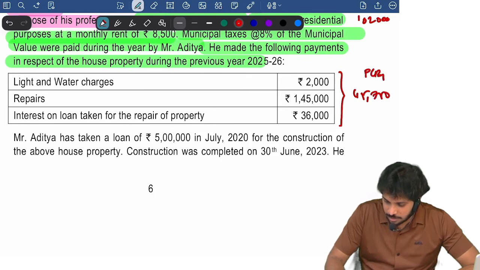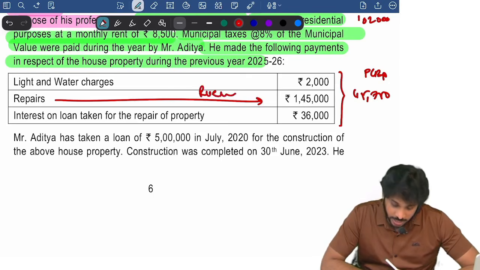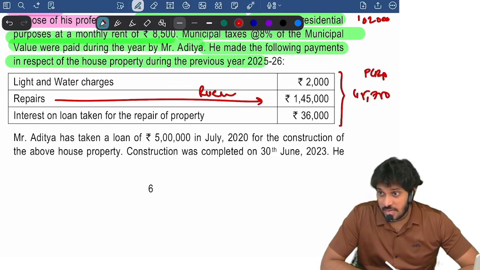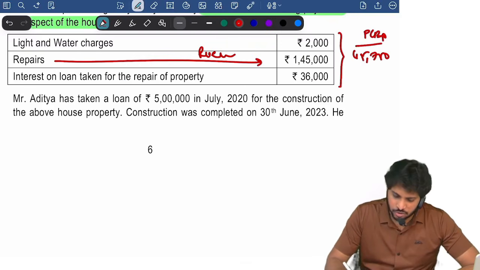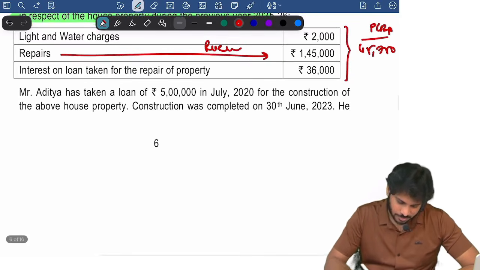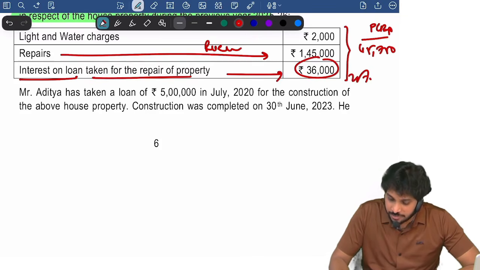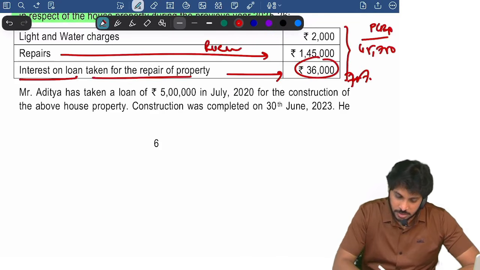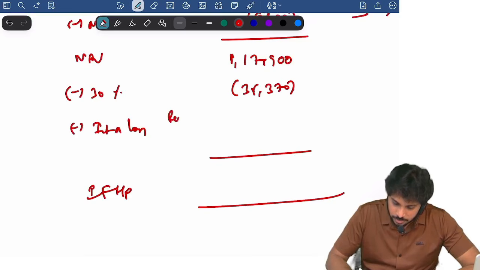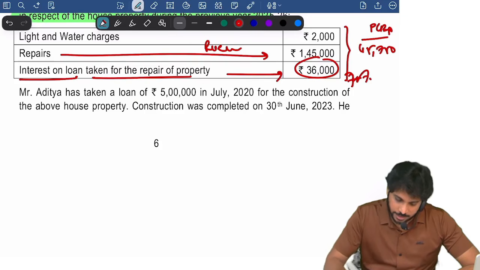45,750 is under PGBP. These repairs, I assume, are revenue in nature. If they clearly mention capital in nature, then I will add it to the block. Okay, fine. This I will claim in PGBP, for house property, irrelevant. Interest on loan taken for repair of the property: 75% of this belongs to house property. How much is 75%? 27,000. Correct? Repair loan, how much? 27,000, guys, 75%.